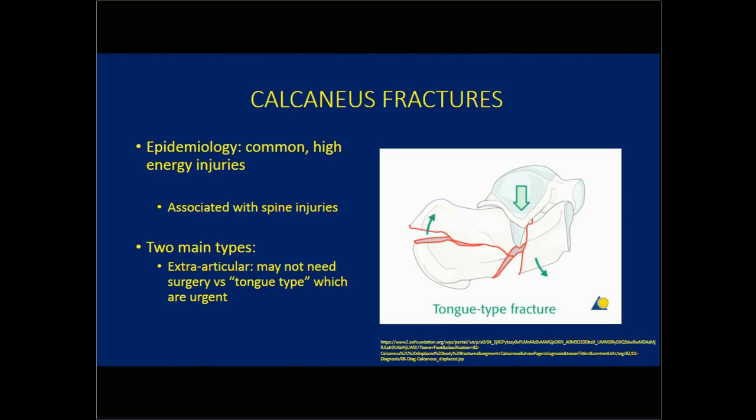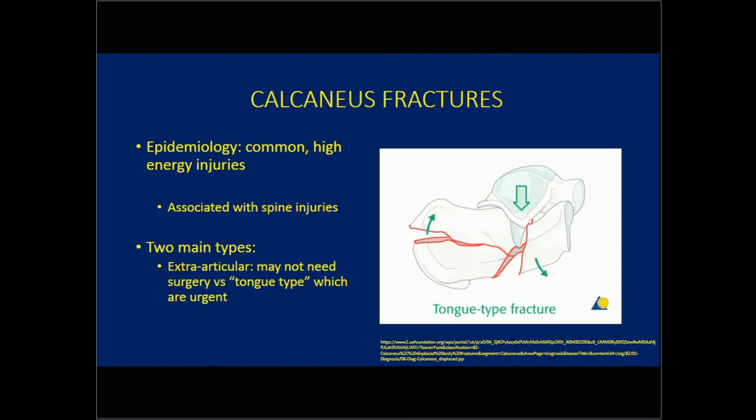Any other questions on talus fractures? Calcaneus fractures, on the flip side, are more common than talus fractures. They're also high energy injuries. These can be associated with spine injuries. About 10% of patients with calcaneus fractures will also have a spine injury. The majority of those are in the lumbar spine. So just something to be cognizant of.